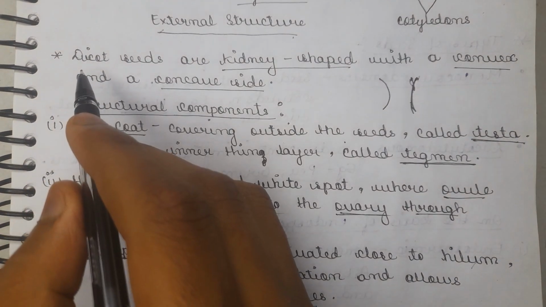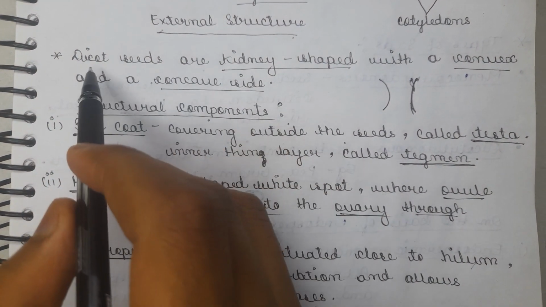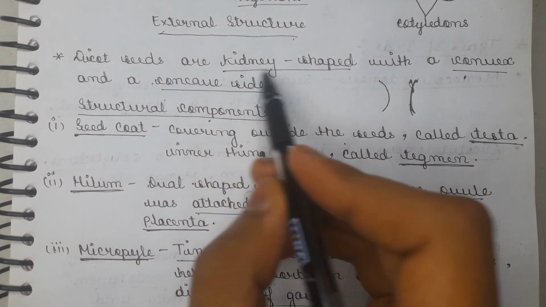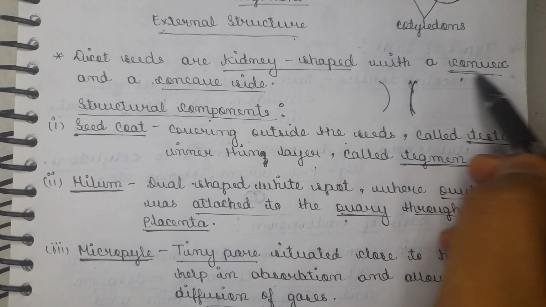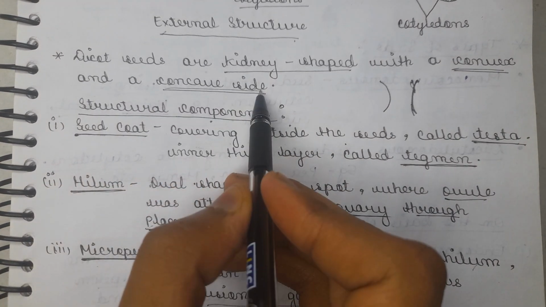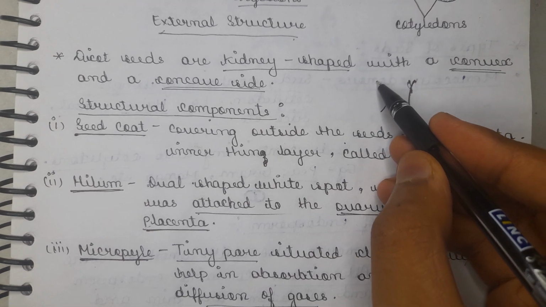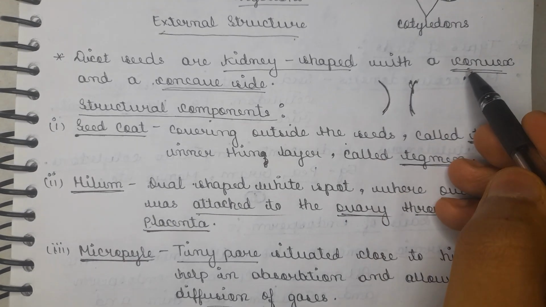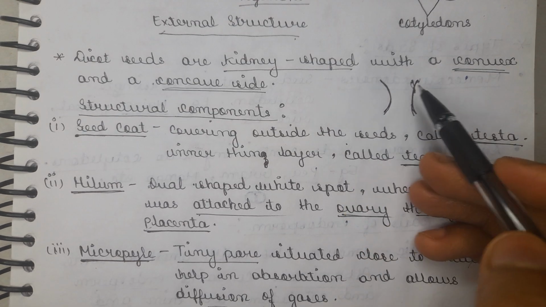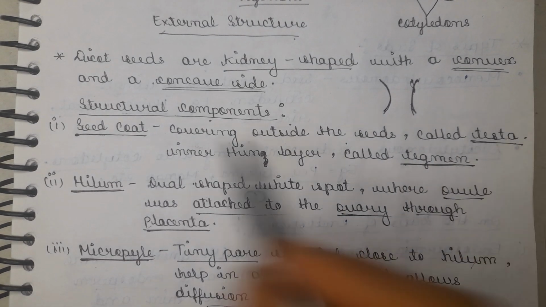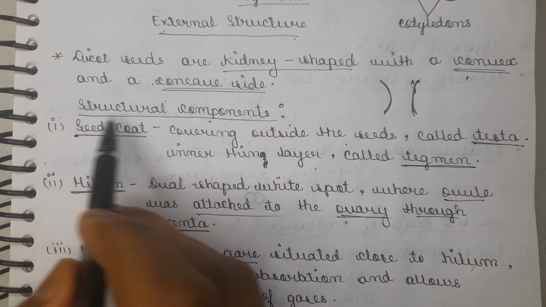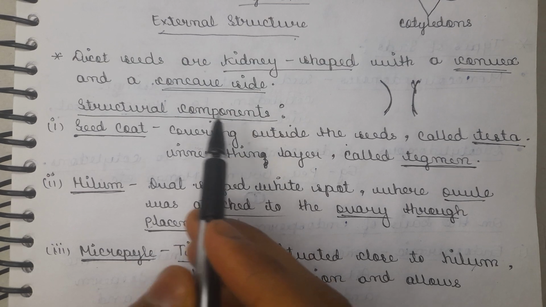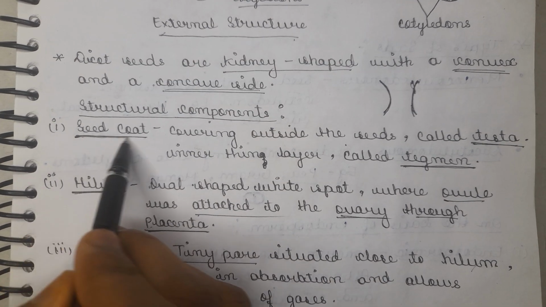So starting with the structure of these dicot seeds, the first point is that dicot seeds are basically kidney shaped structures with a convex and a concave side. Sometimes the convex and sometimes the concave side is visible. Now starting with the structural components of this dicot seed, the first one is the seed coat.